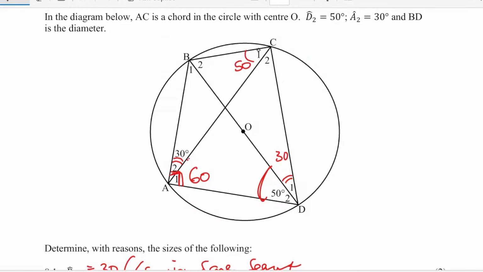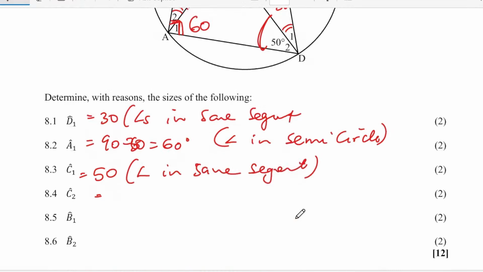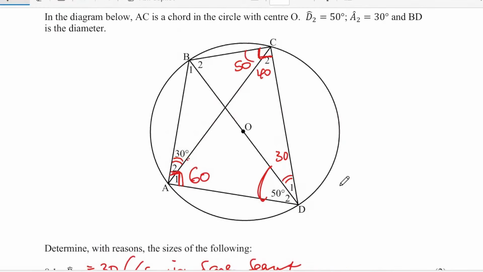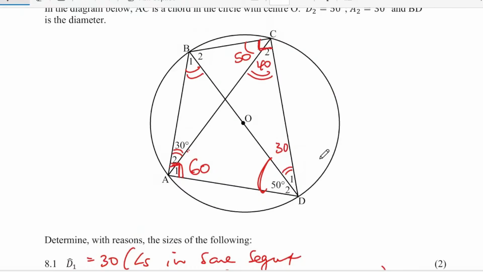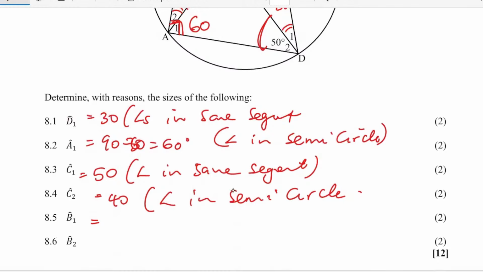And then they want us to get C2. So still the same story. This is a 90, which means that's going to be 40. So we're saying C2 is 40, angle in a semicircle. And then they want us to get B1. When you look at B1, it should be the same as the 40, angles in the same segment. So B1 is 40, angles in the same segment.